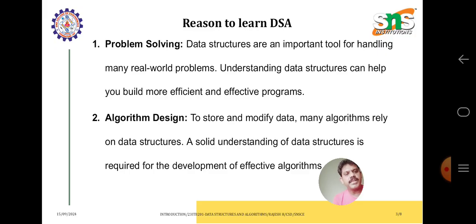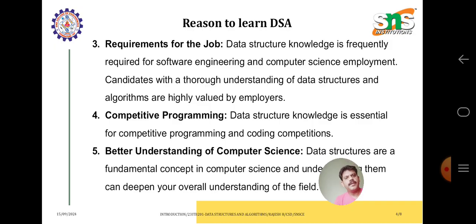Without the algorithm, the data structure is not complete. To solve a particular problem, we require the support of an algorithm, and that algorithm can be learnt with data structures. The third reason is job placements, because without data structure knowledge, companies hesitate to place a candidate. To become a software engineer or a developer, the knowledge and skills of data structures are highly important, so that students can become high-valued employee candidates.